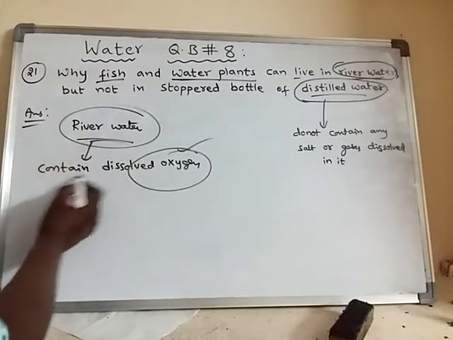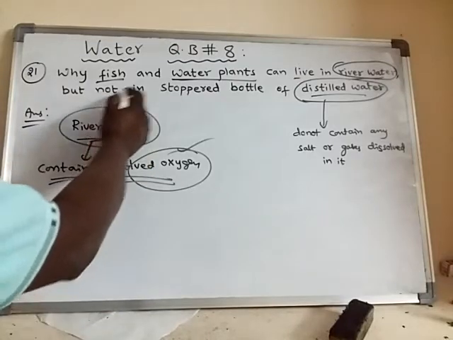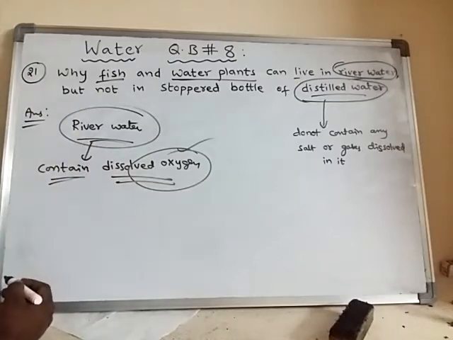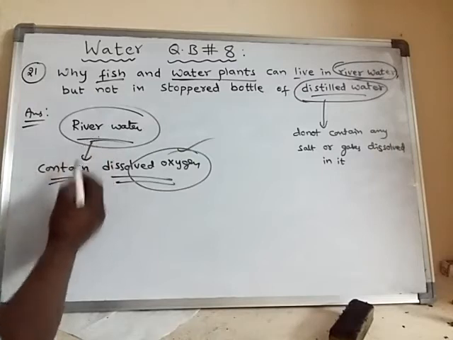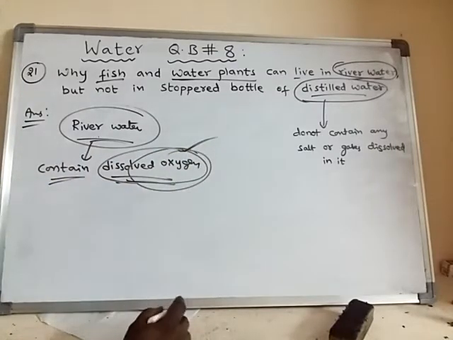But river water contains what? Dissolved oxygen. As river water contains dissolved oxygen, which is necessary for the survival of fish and water plants, thus fish and water plants can live. They can survive in river water because it contains dissolved oxygen, and that oxygen is utilized by the fish and water plants for respiration. Hence, they can survive in the river water.